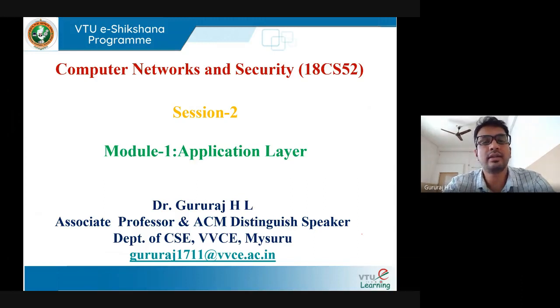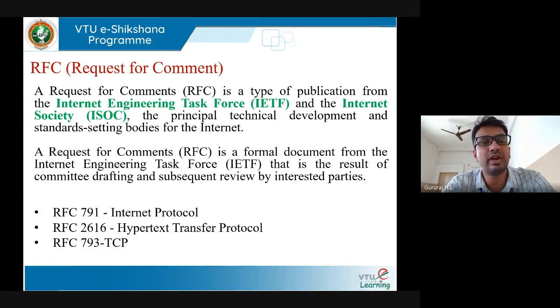Right now, we'll go with a few topics. One of the important protocols of your application layer will be dealt with in this session. But before going for that particular protocol, let me tell you a very important factor: protocols correspond to a unique number. For example, for IP protocol, the unique number with RFC is 791. For TCP, it is 793. For HTTP, it is 2616.